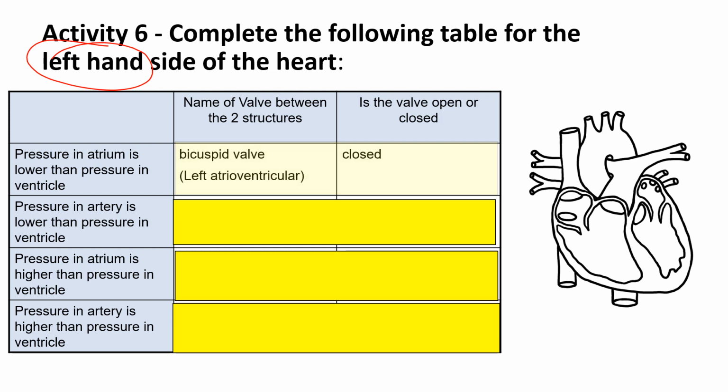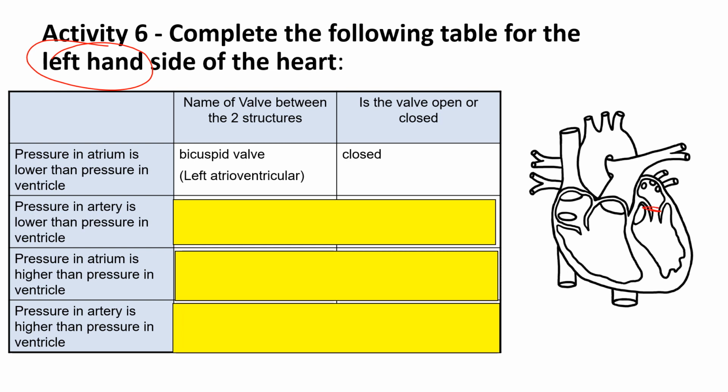So first of all, the valve between the atrium and the ventricle on the left-hand side of the heart is the bicuspid valve. This can also be called the left atrioventricular valve, but it's actually slightly better to call it the bicuspid valve. When the pressure in the atrium is lower than the pressure in the ventricles, the blood will want to start moving back into the atria, but to prevent backflow of the blood, the bicuspid valve is going to slam shut and prevent that.